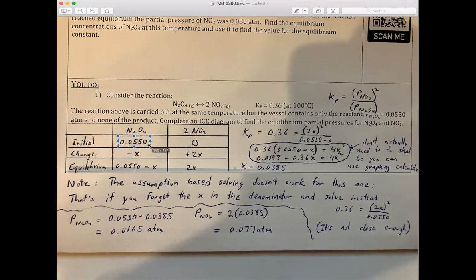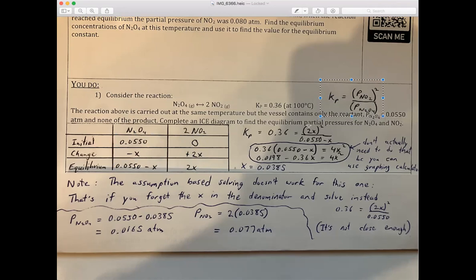Since there's more on the left side, it's going to start moving to the right, which means we're going to be losing this. We're going to be losing nx, whatever amount that is, and we're going to be gaining 2x because of the coefficient. Then you add these two together to get this statement, and you add 0 plus 2x to get 2x. Once it's all set up, you use the equilibrium expressions to change this right here.